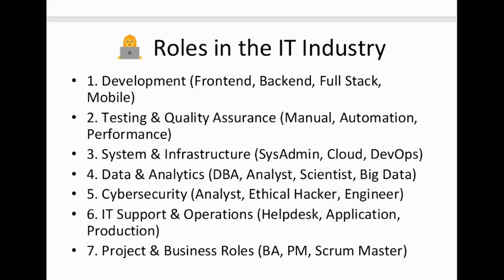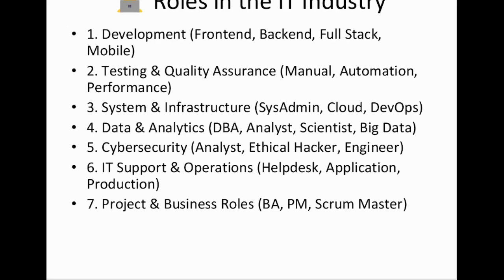In help desk, you have to resolve the issues of the user. In application, you have to troubleshoot and take care of the complete application. And in production, you work at a higher level, like deployment and so on. Then you can see the project and business roles, the seventh role in IT, such as BA, project manager, and scrum master.